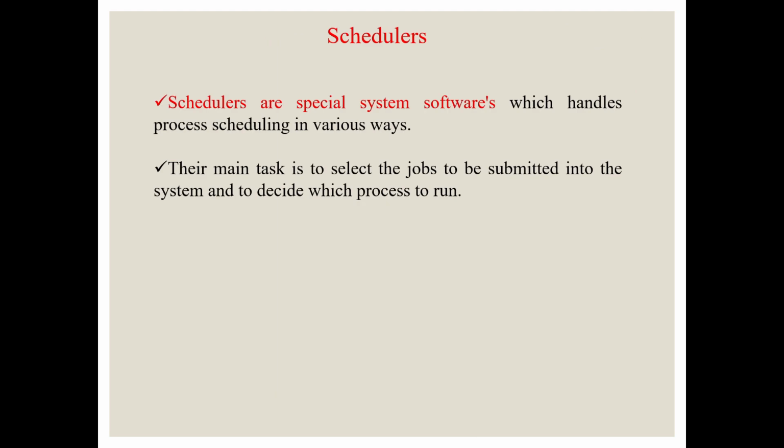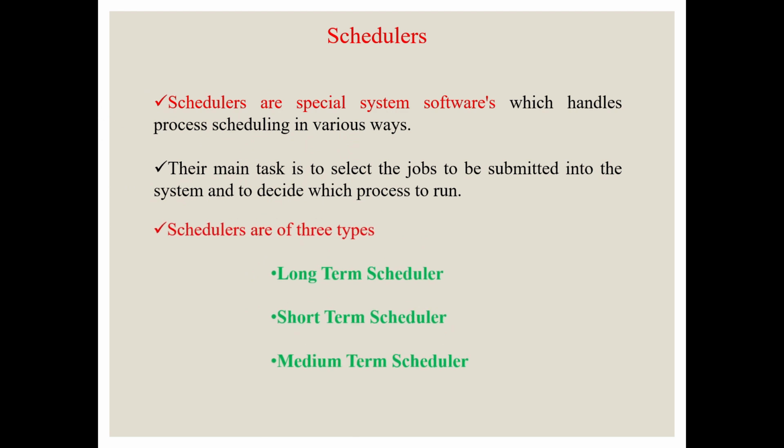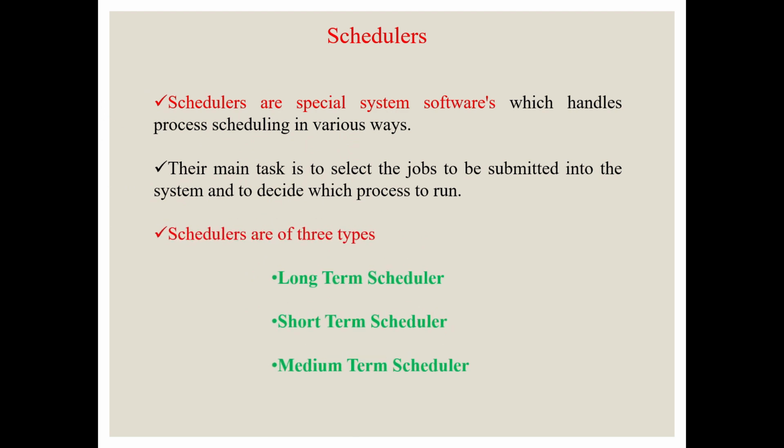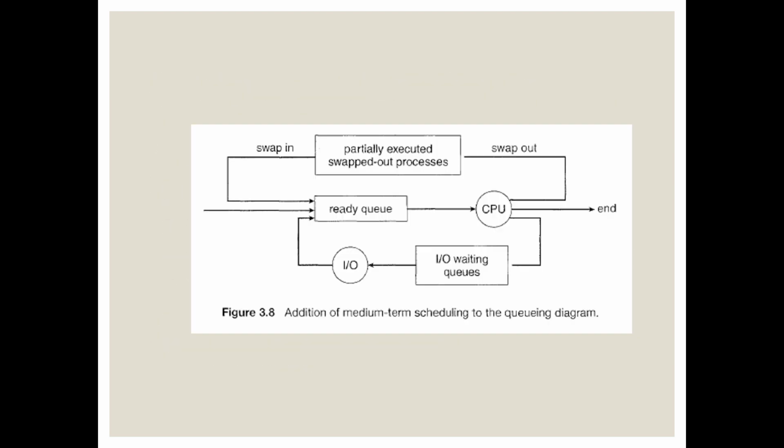So what is meant by schedulers? Schedulers are special system software which handle process scheduling in various ways, like long-term scheduling, short-term scheduling, and medium-term scheduling. These are the three types of scheduling present here.